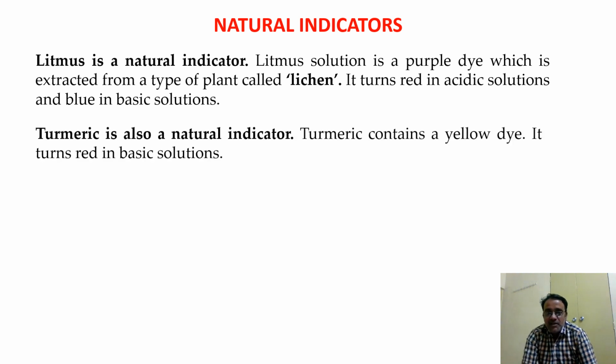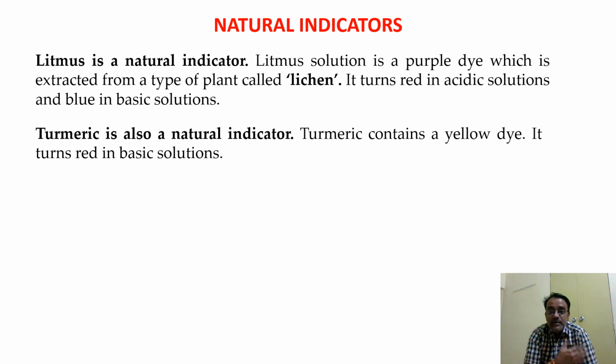So next one is turmeric, which is also a natural indicator. Turmeric contains a yellow dye. It turns red in basic solution. So many times we have noticed a yellow stain of curry on a white cloth, which is due to the presence of turmeric. The yellow color will be due to the presence of turmeric in curry.